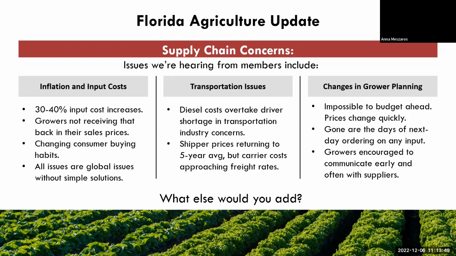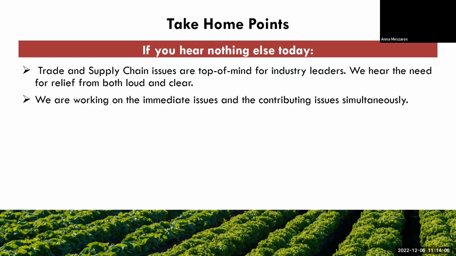So we're watching kind of the impact from that. And then just changes in grower planning. This is no surprise, impossible to budget ahead. Gone are the days of next day ordering on inputs. And I know there's a lot of input suppliers in here. And so we're just encouraging our members to communicate early and often with their suppliers. So these are just top of mind, and we're working on these issues tomorrow. Hopefully I'll have some solutions.